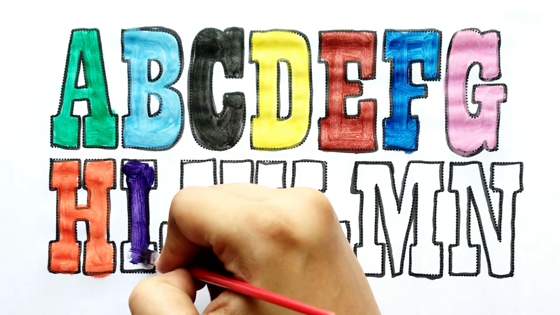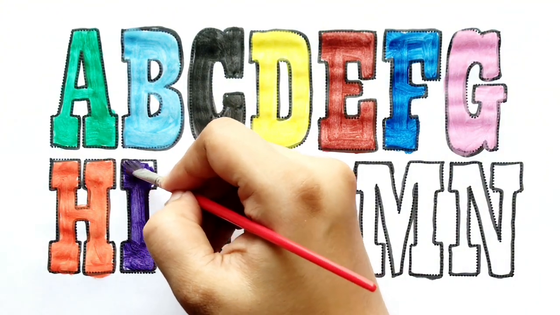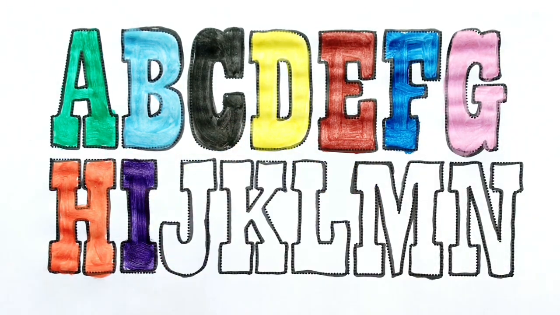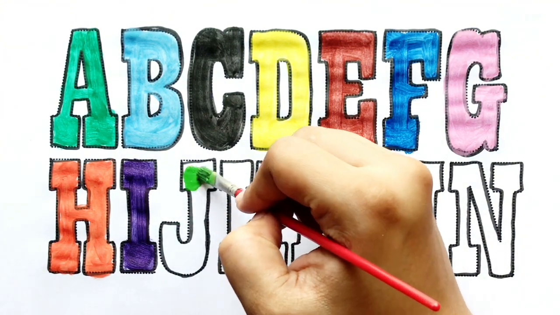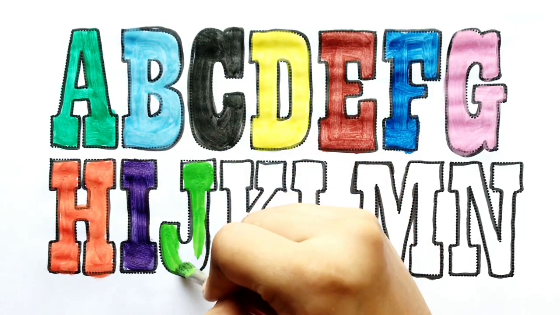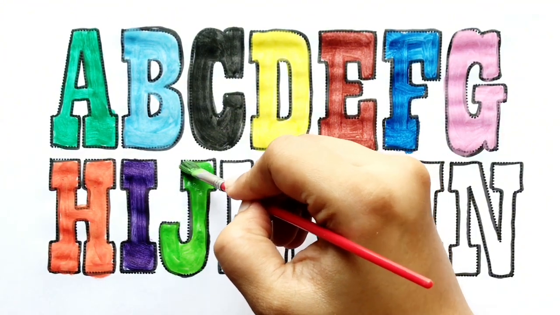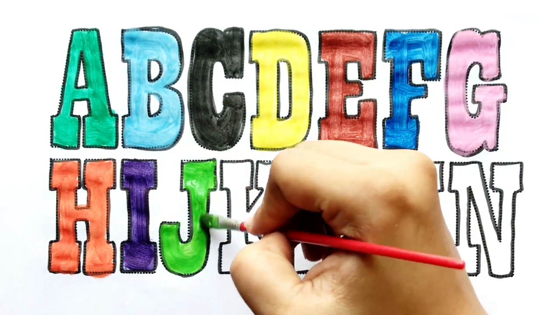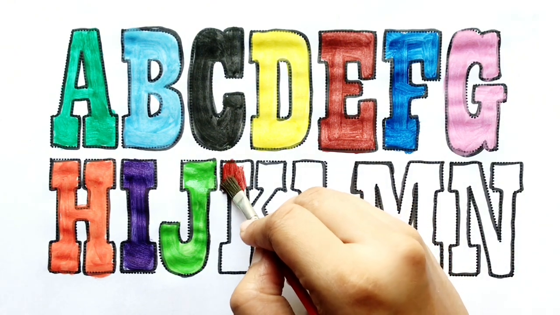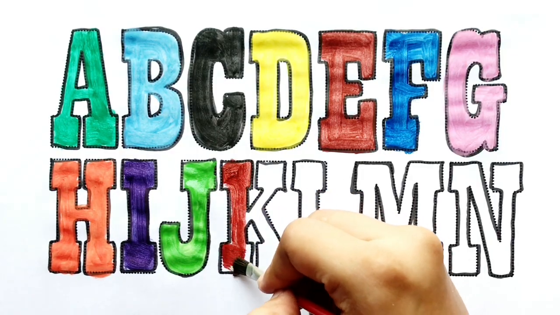Color. I for ice cream. Light green color. J for jelly. K for kangaroo.